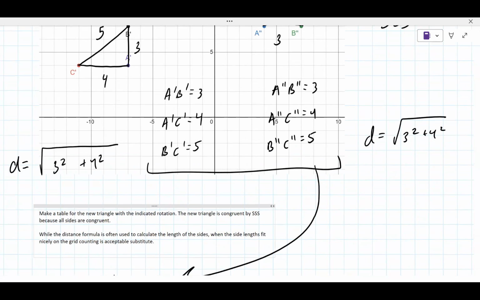Should I put the part where it's while the distance formula? No, you just need to indicate that you need to show the distance formula. You've got to show that you're using that somewhere. All right, yeah. Just put another image or something like that.